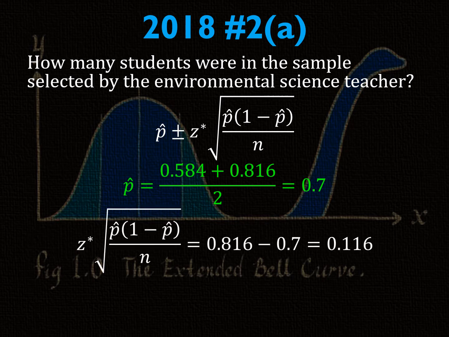So now you are going to calculate the margin of error. The margin of error is the thing to the right of the plus minus sign. So z star times the square root of p hat times 1 minus p hat over n has to equal the margin of error. So the margin of error is equal to either endpoint subtracting p hat. So we'll use the right endpoint, 0.816 minus 0.7 tells you the margin of error is 0.116.